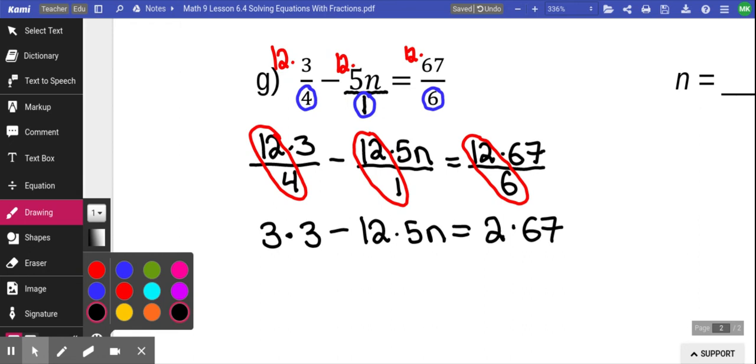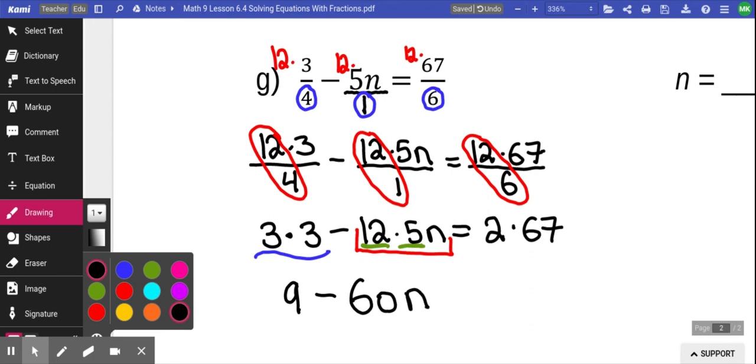Now that my fractions are all gone, I can do some calculations. So 3 times 3 would be 9 minus this in the red that I just underlined, which is 12 times 5 times n. So I can actually do the 12 times 5 and combine that to become 60n. Those can go together because it's multiplication, right? So constants or coefficients can multiply with other coefficients. 12 times 5 goes together. And then on the right-hand side, 2 times 67 should be 134.